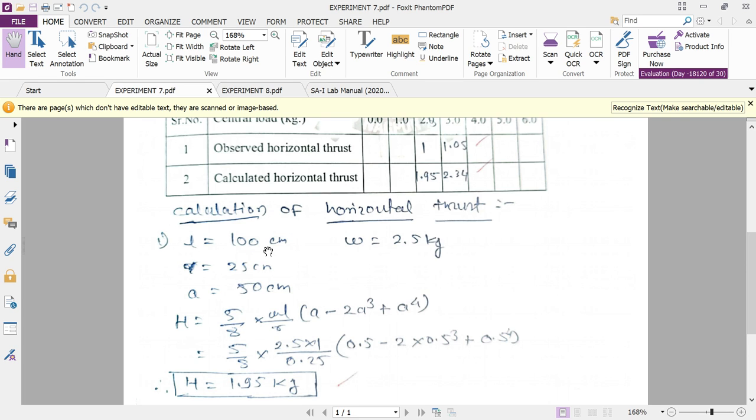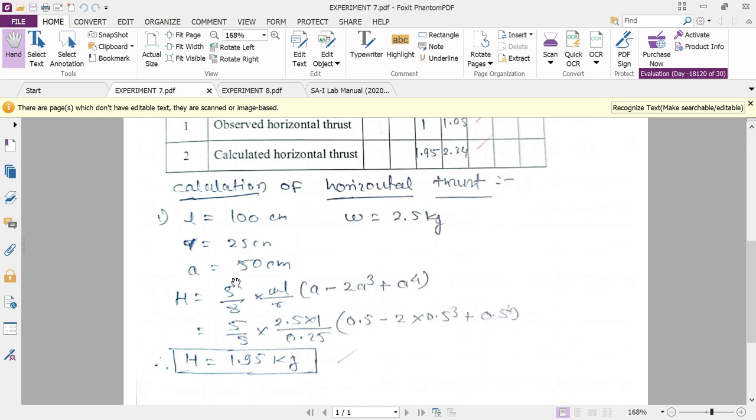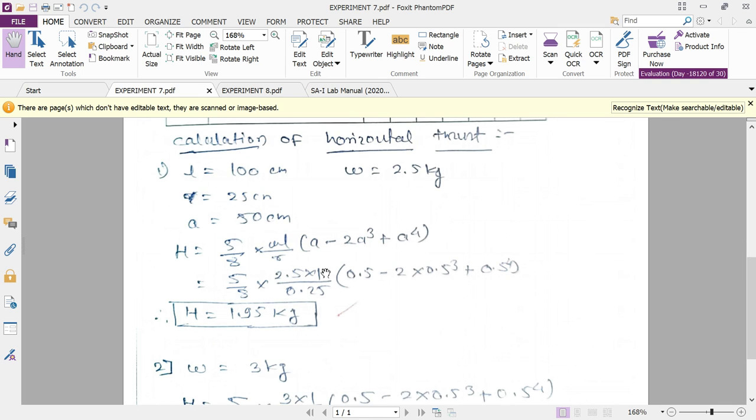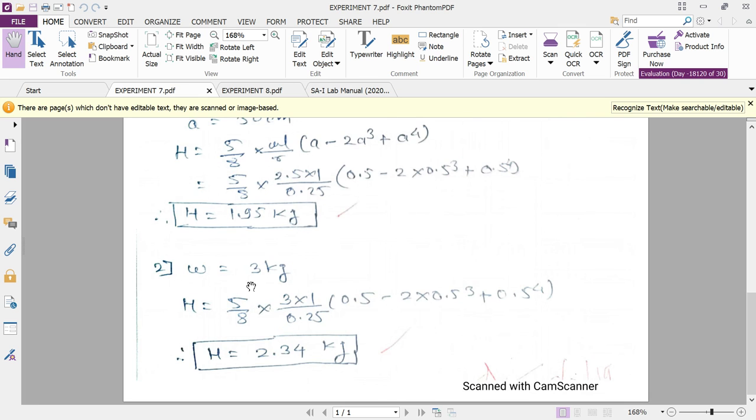So we know that length is given as 100 centimeter, W is given as 2.5. This is the one example we have taken, and a is given as 50 centimeter horizontal distance. The formula we are having is 5 by 8 into WL square by 8, a minus 2a cube plus a raised to power 4. This formula is given in the experiment. So we can put all these values and we will get the answer as 1.95 kg. Okay, this is also for the second case.